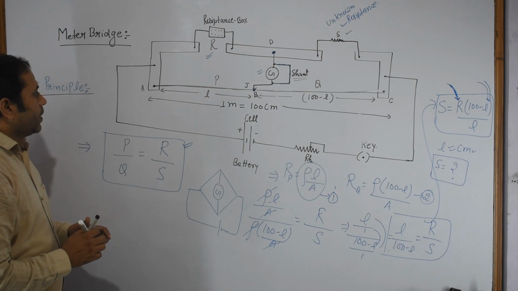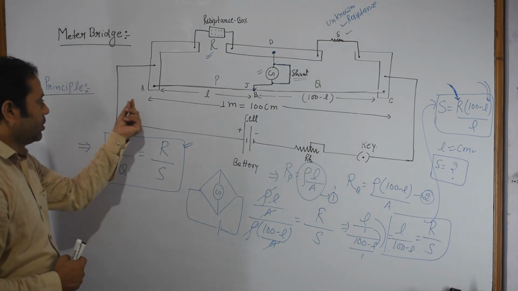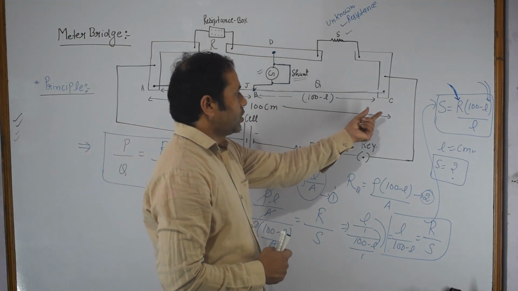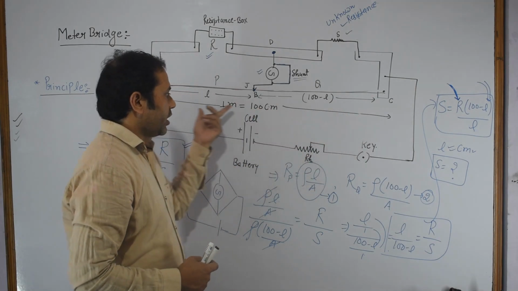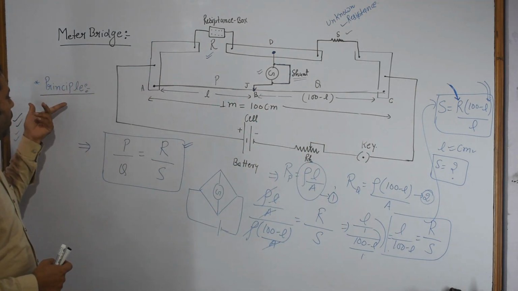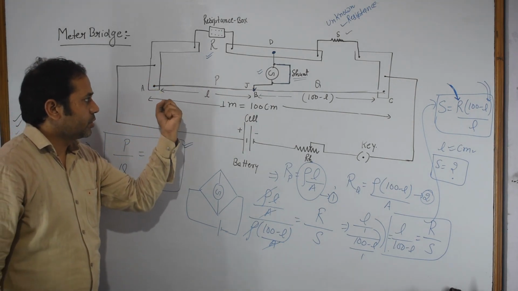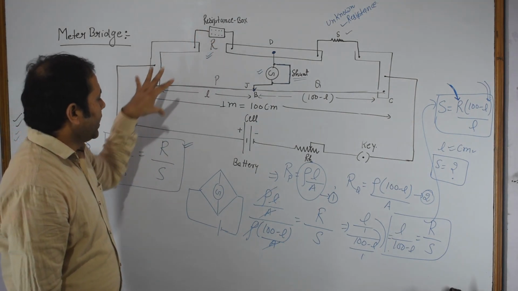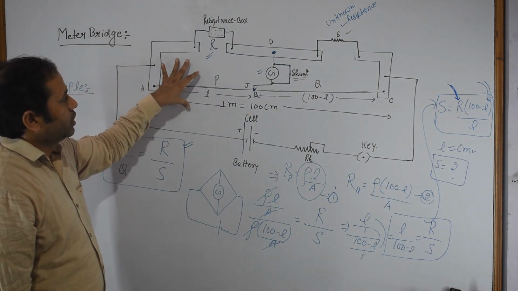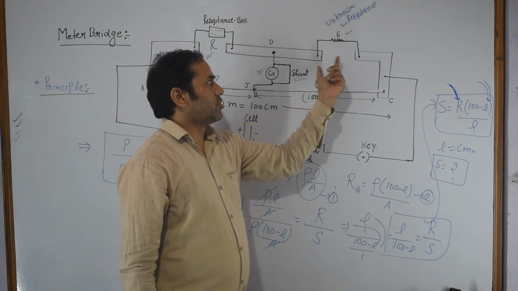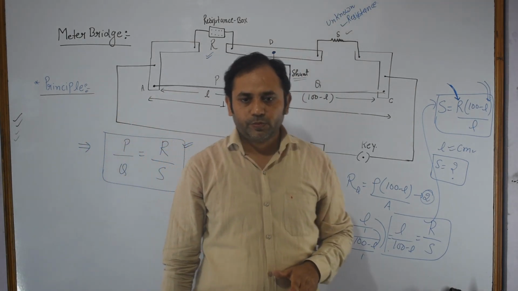So in this topic you have learned about the meter bridge. It is called a meter bridge because we use a 1 meter length of manganin or constantan wire, and the principle of this meter bridge is based on Wheatstone bridge. Applying the equation of Wheatstone bridge, you find the value of the unknown resistance whose value is to be measured by you.